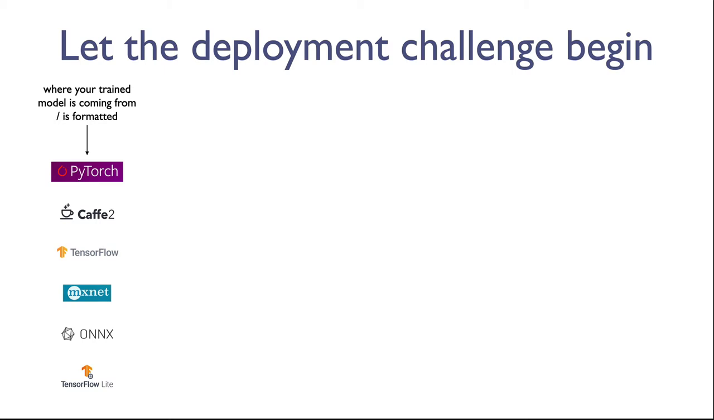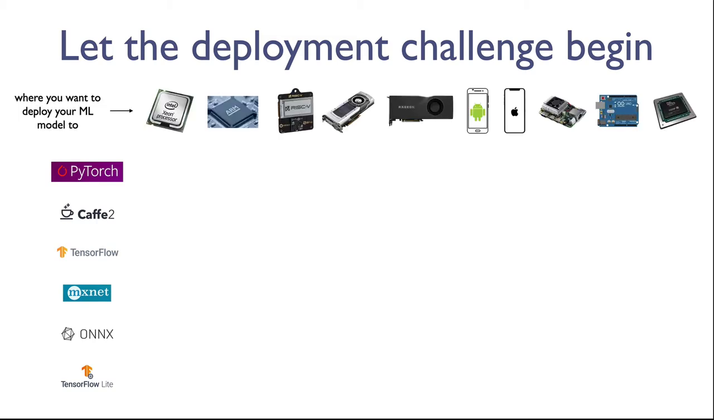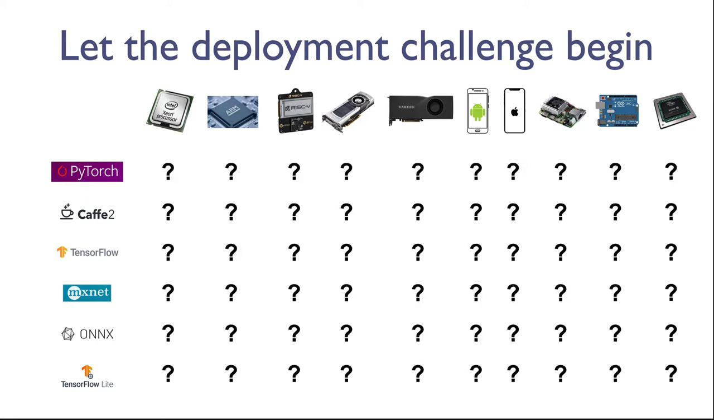What this leads to very quickly is a deployment challenge that nearly every machine learning engineer is going to face. You have a source that your trained model is coming from, be this a system like PyTorch or Caffe2 or MXNet or ONNX. And then you're going to have to make a decision as to where you want to deploy this trained machine learning model. Here you're going to find all sorts of processor architectures and ISAs, GPUs, mobile phones, edge devices, and microcontrollers. Figuring out the best option for choosing a framework to deploy to a particular hardware system can be a little bit daunting.